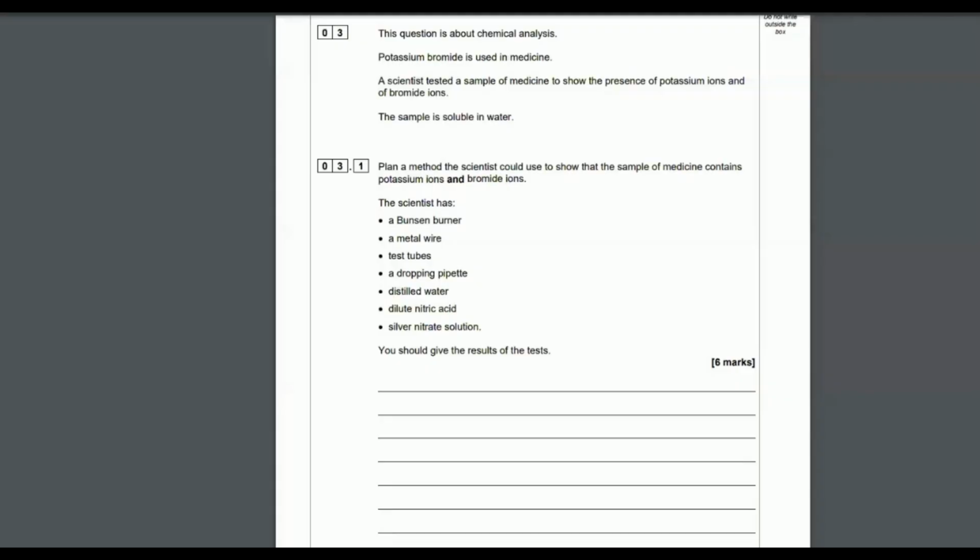Okay, let's get into question 3. It's our big old 6 marker. This question's about chemical analysis. Potassium bromide is used in medicine. A scientist tested a sample of medicine to show the presence of potassium ions and bromide ions. The sample is soluble in water.